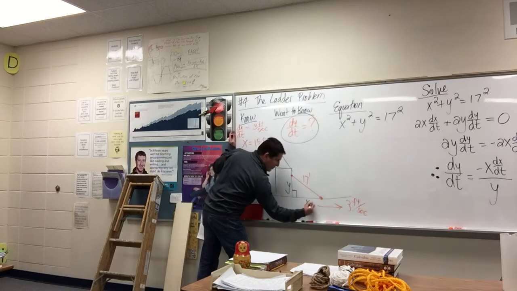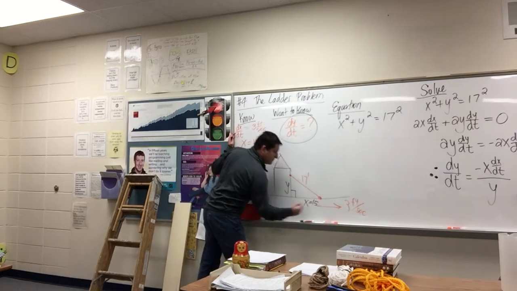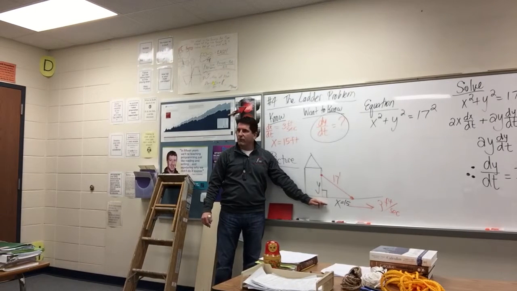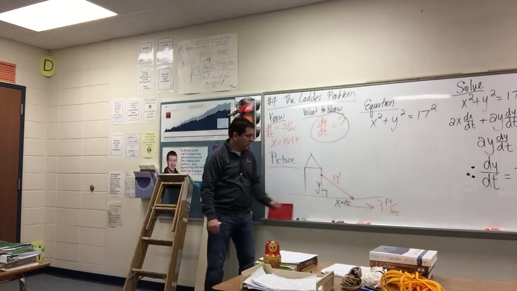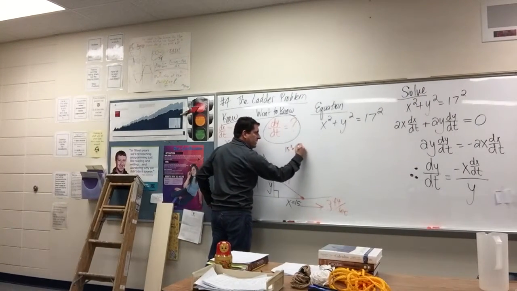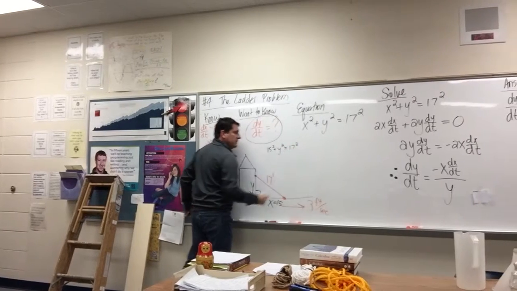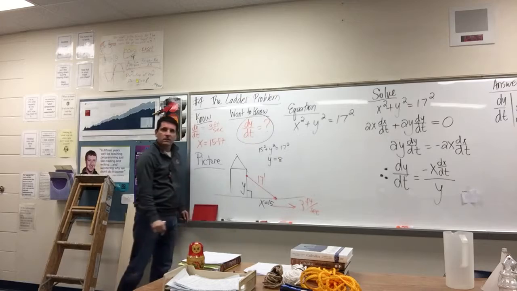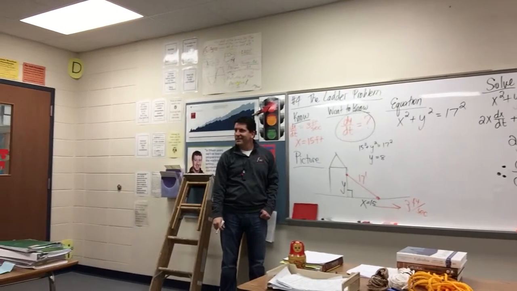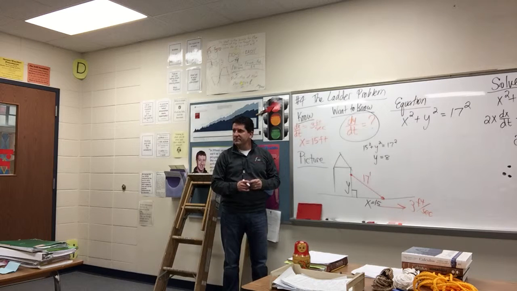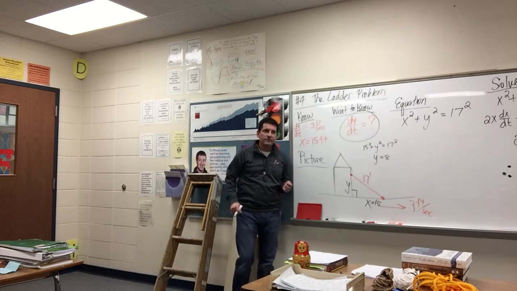Okay, so at the moment x is equal to 15, we know what the value of y is. We can compute it. 15 squared plus y squared equals 17 squared, and y is equal to 8. That's one of your triples that you should know, 8, 15, 17. 3, 4, 5, right?